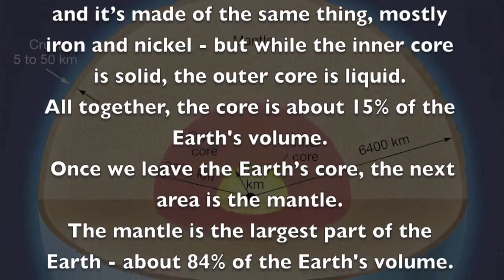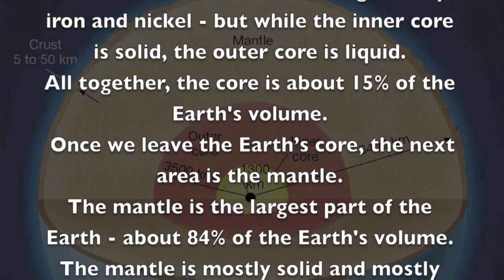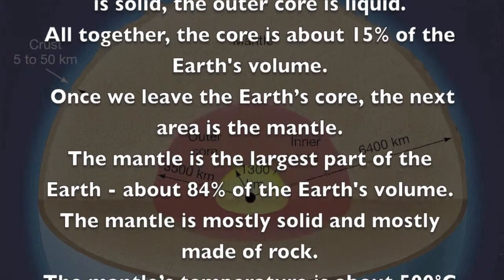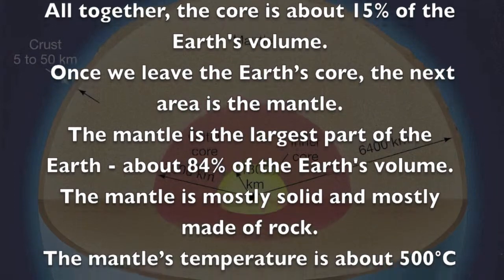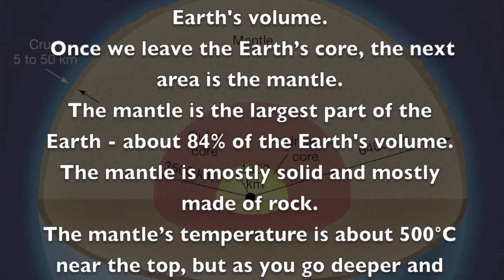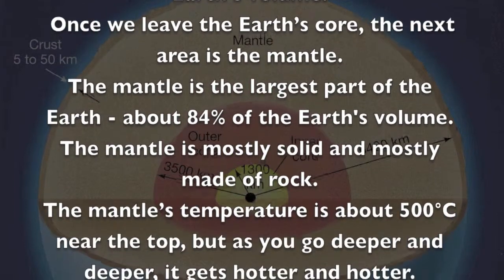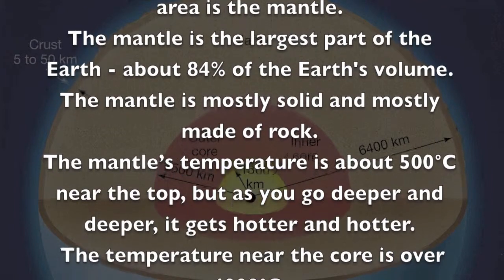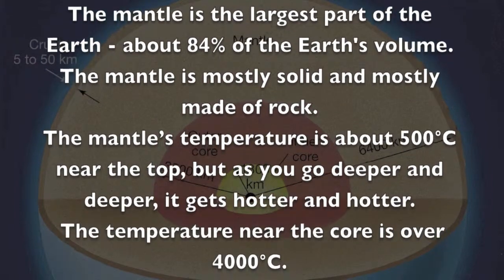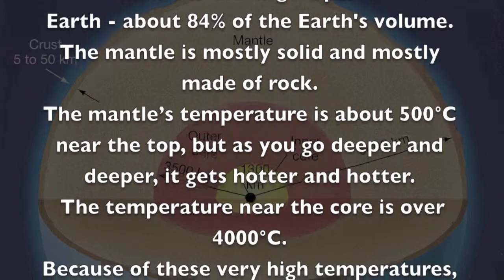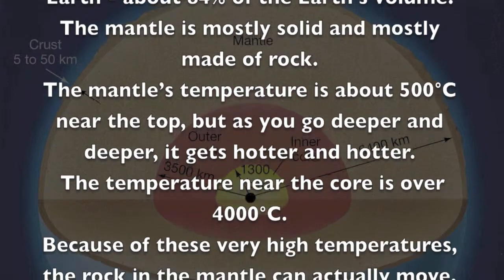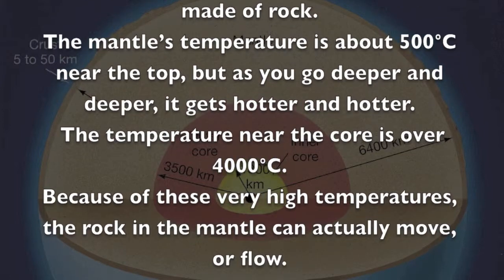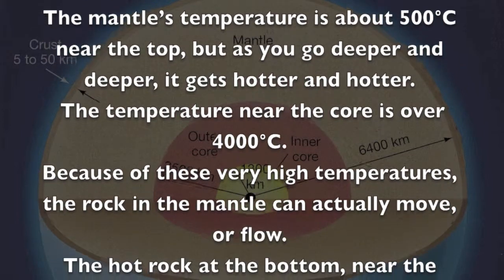Once we leave the Earth's core, the next area is the mantle. The mantle is the largest part of the Earth, about 84% of the Earth's volume. The mantle is mostly solid and mostly made of rock. The mantle's temperature is about 500 degrees C near the top, but as you go deeper and deeper, it gets hotter and hotter. The temperature near the core is over 4,000 degrees C.